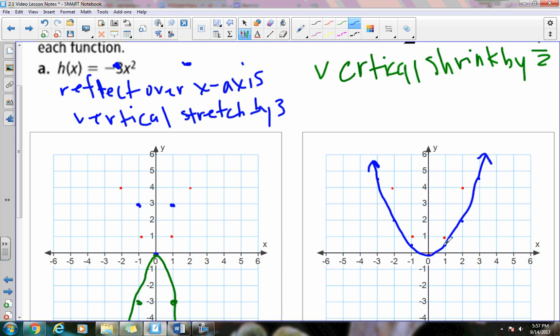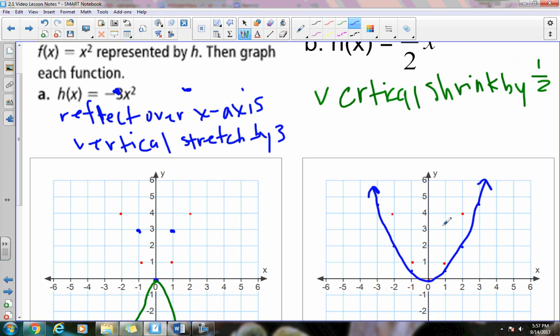All right, so there's our parabola. It has widened, and that is the vertical shrink because all those vertical distances are changing. They're going up higher or down lower. So the vertical shrink by a half.